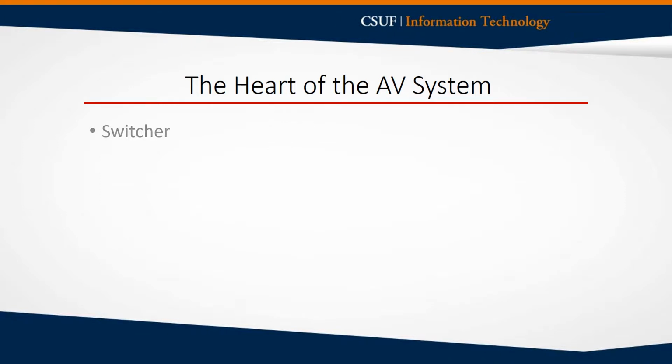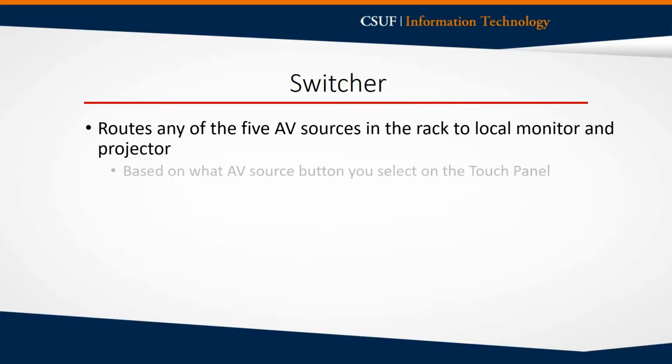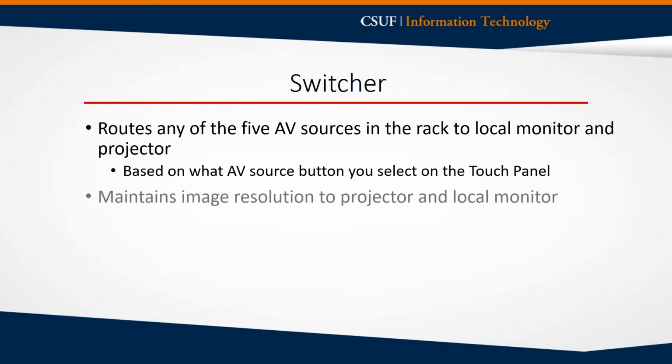The combination of the switcher, controller, and touch panel is the heart of the system and classroom operations. The system is network-based and can only be programmed and maintained by an AV classroom support technician. The component that manages the AV settings for classroom sources is the AV switcher. The main function of the AV switcher is to route any of the 5 sources in the classroom to the projector and local monitor. The AV switcher also manages video resolution and audio input and output settings.